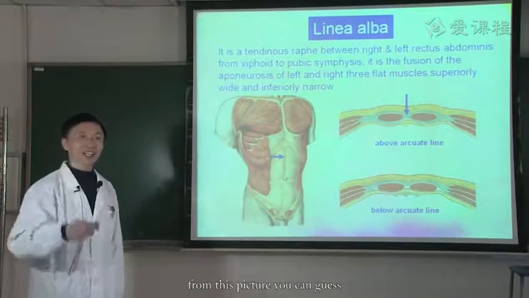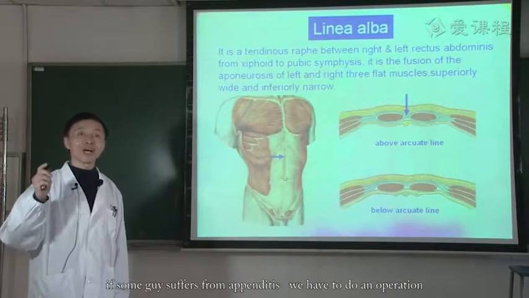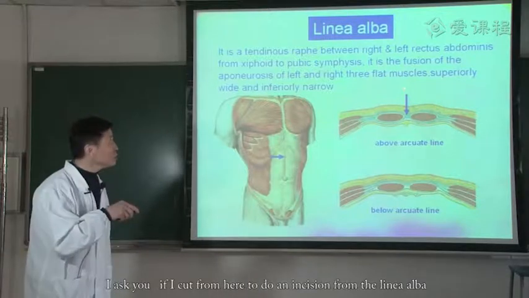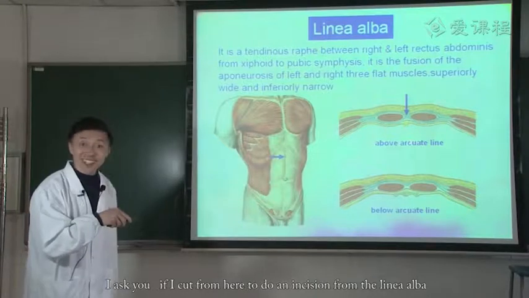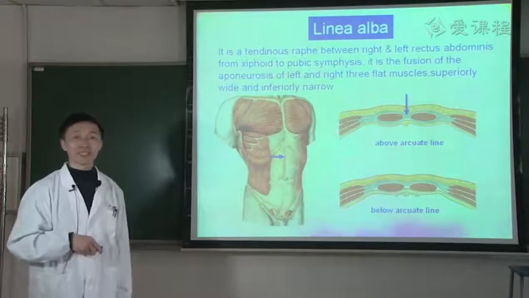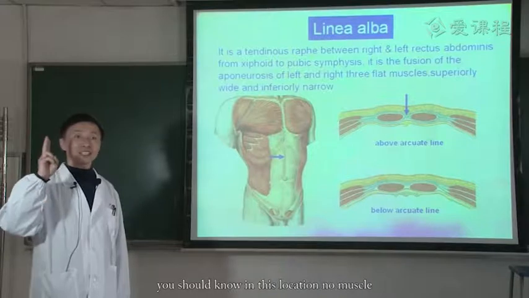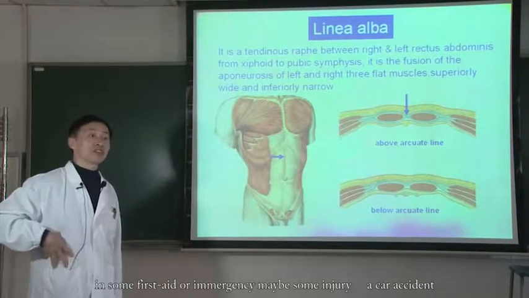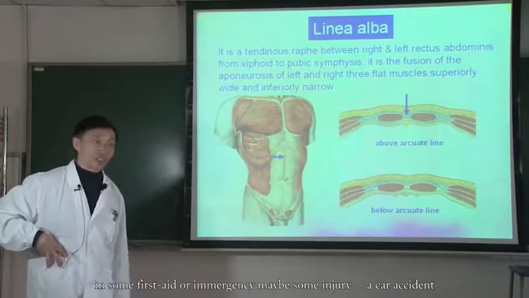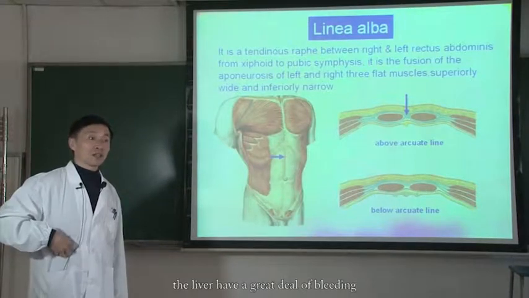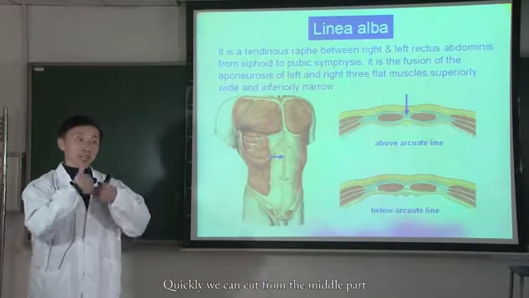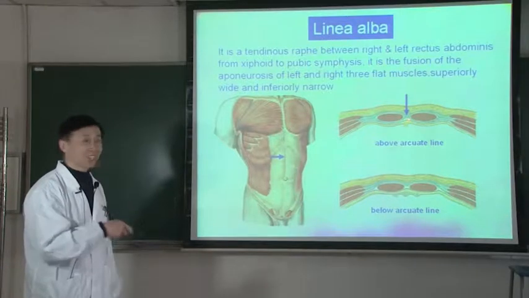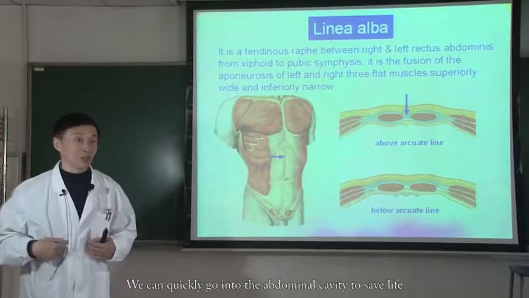From this picture, you can guess, if some person suffers from appendicitis, we have to do an operation. I ask you, if I make an incision from this linea alba, you should know in this location, no muscle. In some first aid emergency, maybe an injured person in a car accident, maybe with large bleeding, we can quickly cut from the middle part. Only skin, subcutaneous tissue, linea alba, and fascia. We can quickly go to the abdominal cavity to save life.